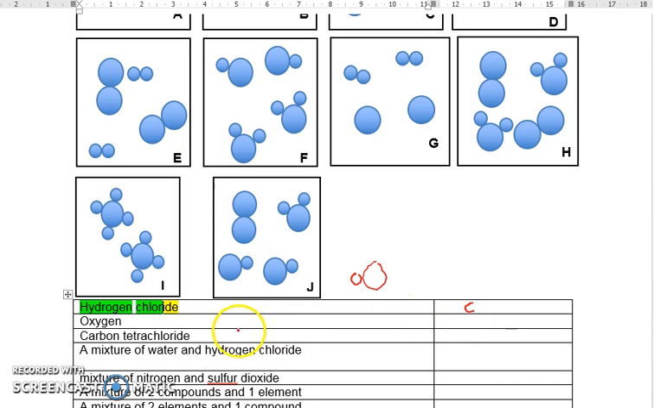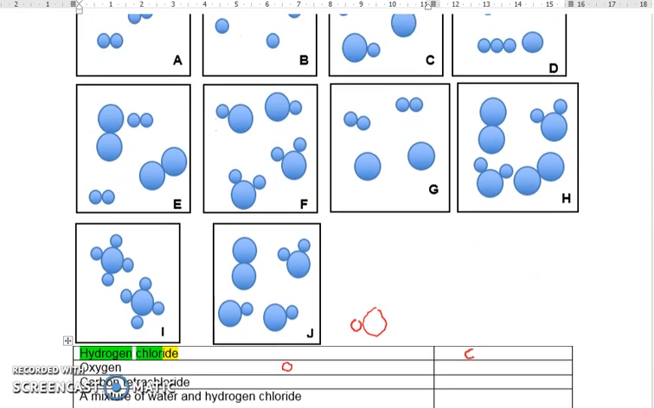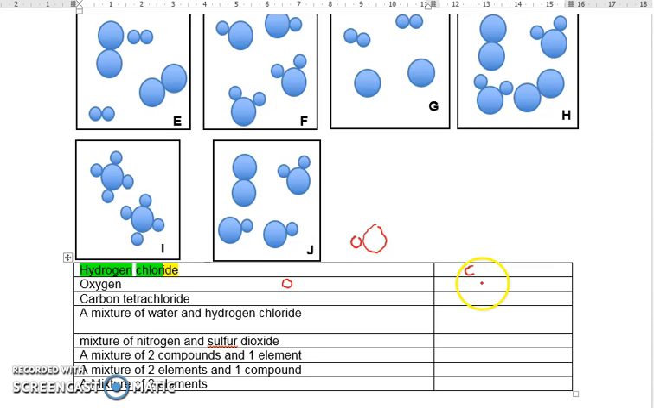Now oxygen can be found in a periodic table, so it is an element. But remember, oxygen exists as diatomic molecules, so it should be 2 similar circles together for oxygen. So if you look at the particle diagram, it is A that looks like what we have drawn, so the answer here is A.